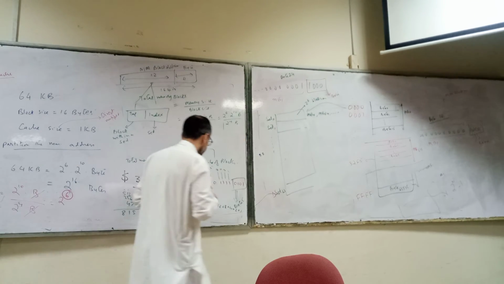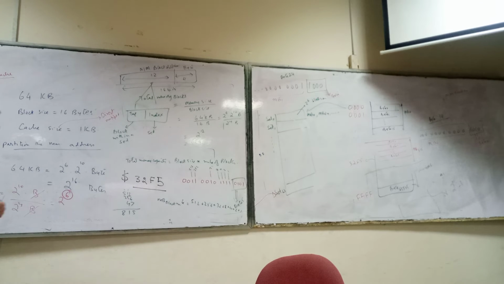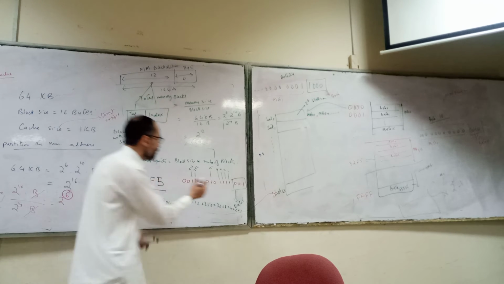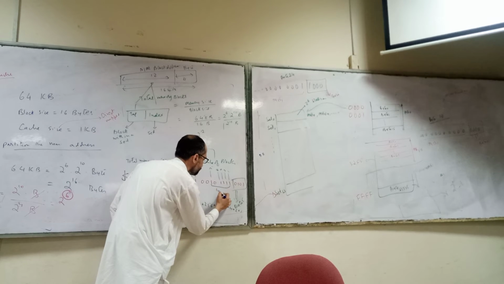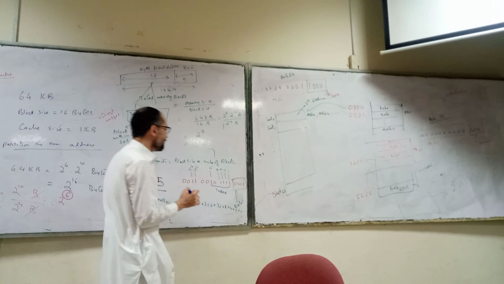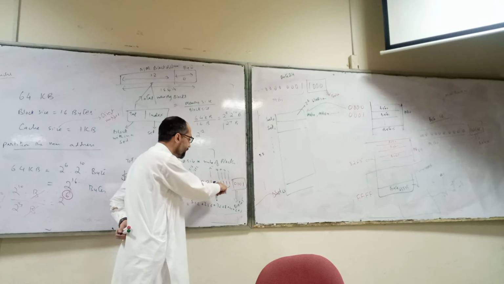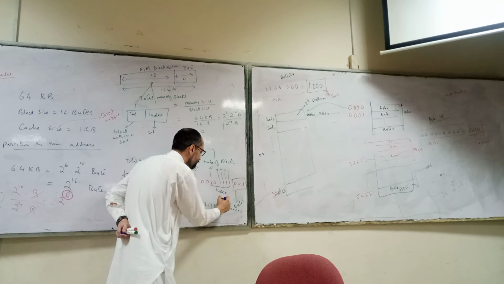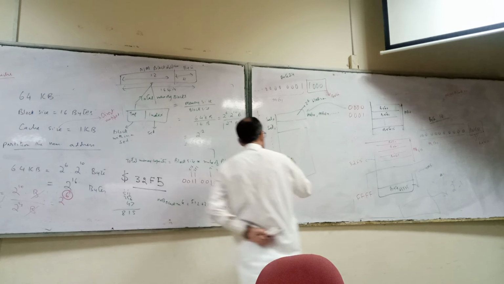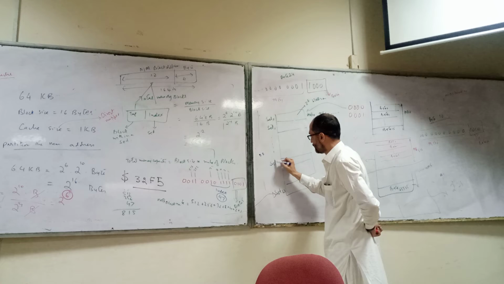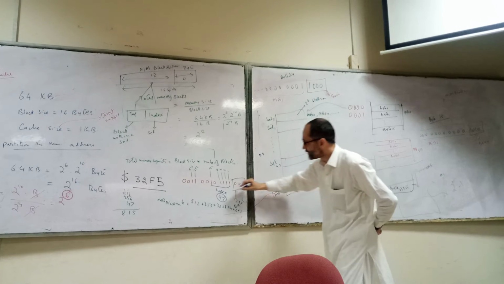What is the index field? How many bits are required for the index? 6. 1, 2, 3, 4, 5, 6. So this is the index field. And if we calculate this, 32 plus 8, 40, 44, 47. So the index field is 47. So what does it imply? It is mapped to cache line set number 47.